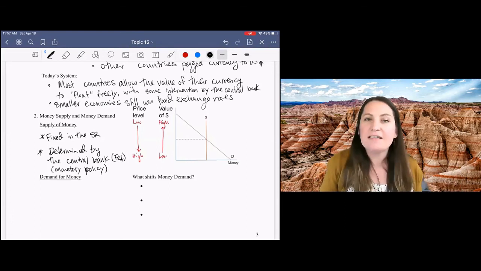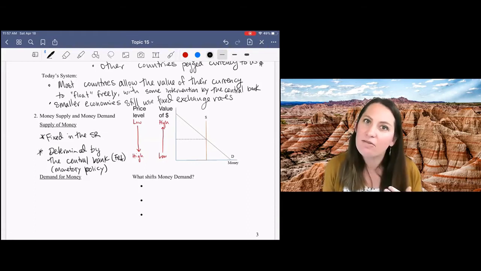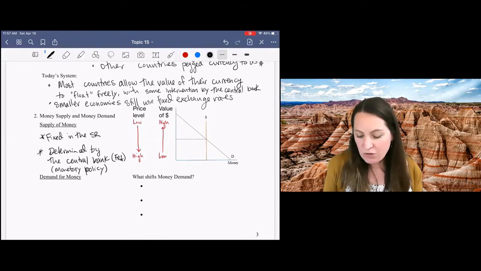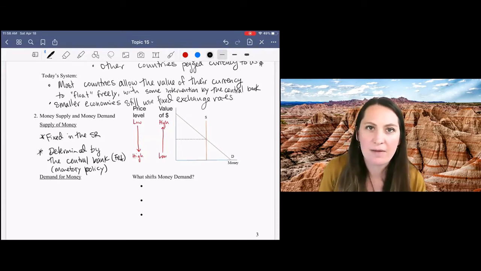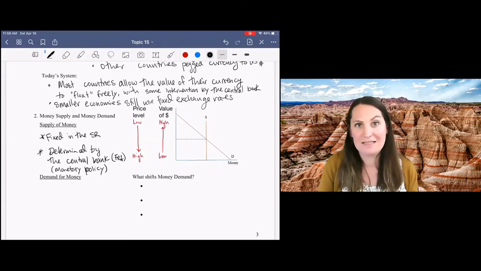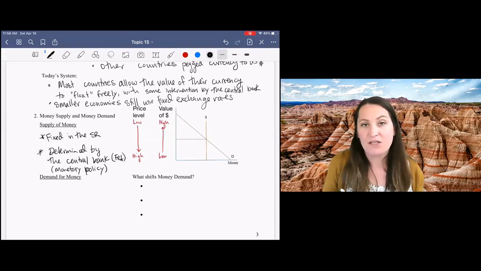And vice versa. If I say that a dollar isn't worth very much, the value of a dollar is low, it means the price level is high. $1 does not buy very much stuff. So you'll notice here that on the y-axis, I have the value of money, which is determined by money supply and money demand, but I also have the price level, and these have an inverse relationship. When the value of money is high, the price level is low, and vice versa.